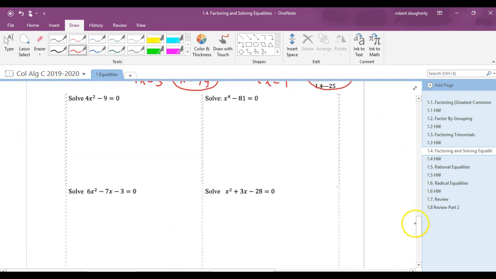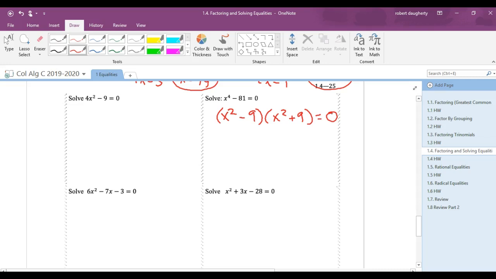Let's take a pause then. So it's already equal to 0. That's good. What factoring method? Difference of two squares. So it's what? x squared minus 9 times x squared plus 9 equals 0.